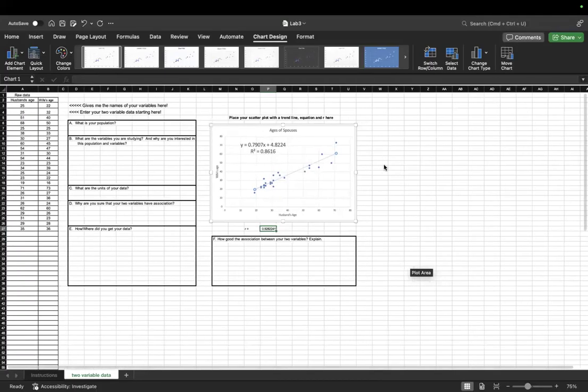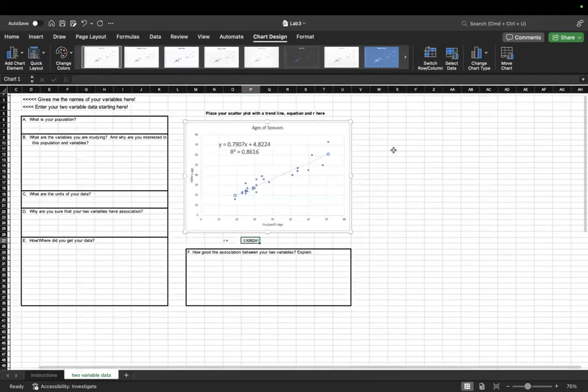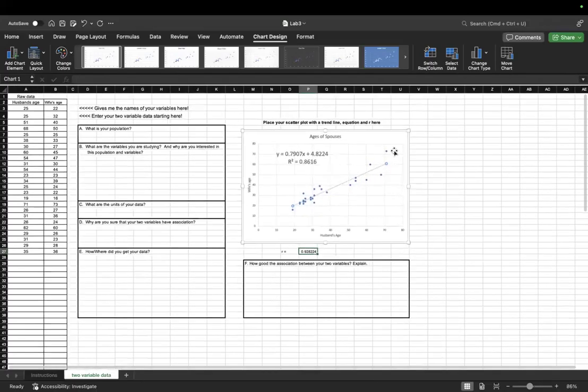Just letting you know, this is my favorite lab of the whole term. It's my favorite one. It really, really is. I'm not going to say that about the other ones. This is really my favorite.